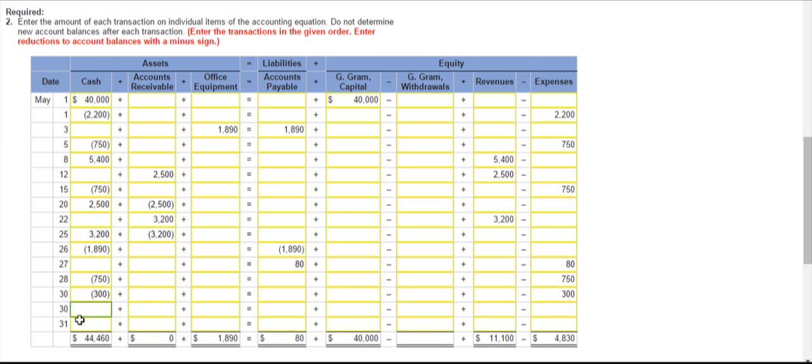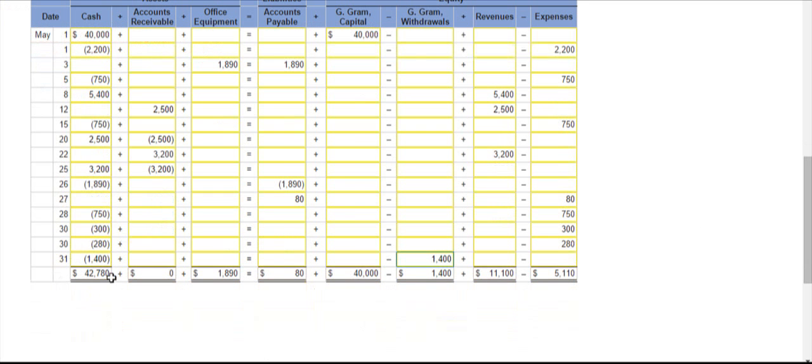Am I on the right line? Yes. Paid cash for utilities, minus $280 and $280. And withdrew cash for personal use, minus $1,400. This is a withdrawal, $1,400. And that's how the charts work, how you fill them out. If you add across, it should balance on both sides.